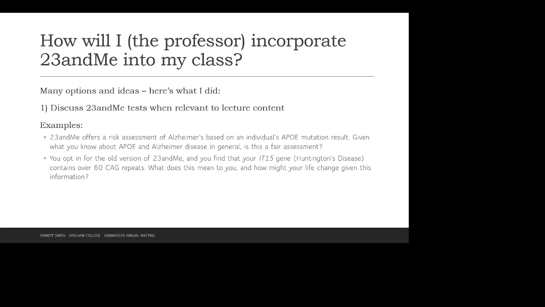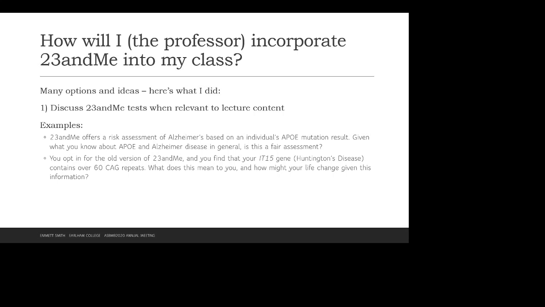Okay. So how will I incorporate 23andMe into my class? There are tons of options and ideas that are out there. Again, the 23andMe educator portal has some of these and other websites as well. And I'm just going to share with you what I've done because that's what I know how to talk about, is what I've already done. And I can tell you if I thought it worked or not.